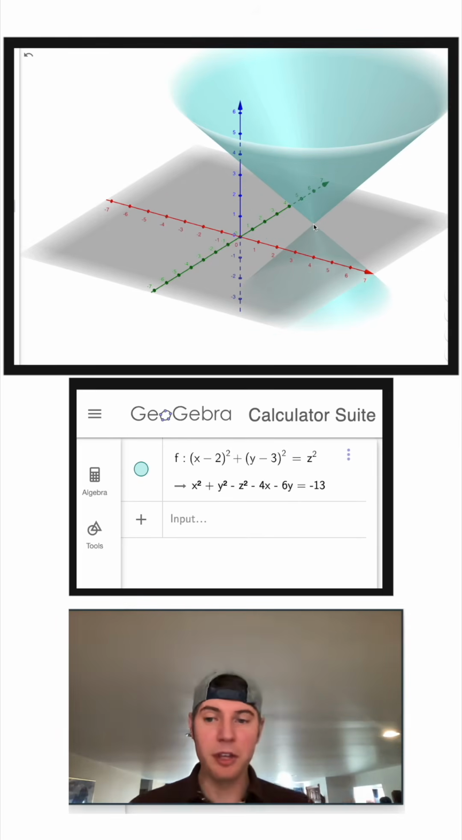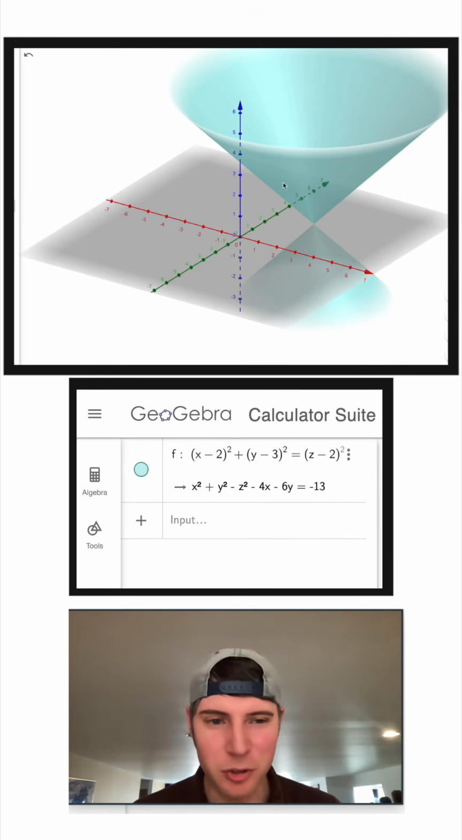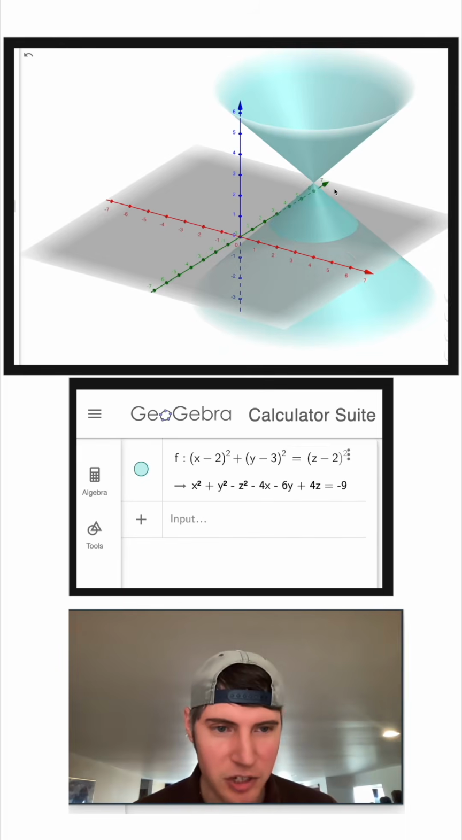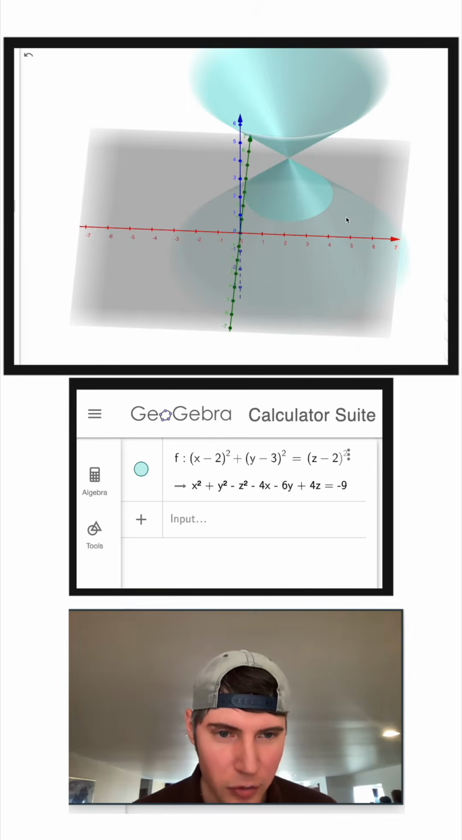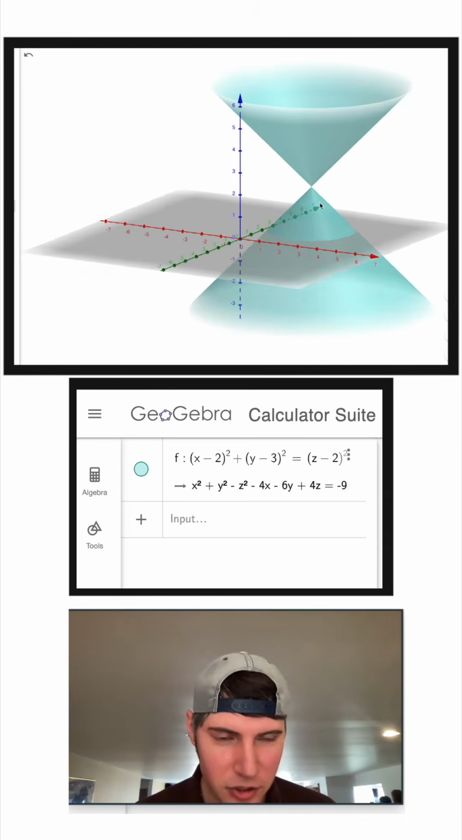We can even pull the whole thing upwards along the z-axis by doing a transformation on the z. So now I've put (z - 2) squared, which shifts this whole thing up 2. So it's been shifted above. You can see we've now shifted it over 2 in the x direction, up 3 in the y direction, and then up 2 in the z direction.